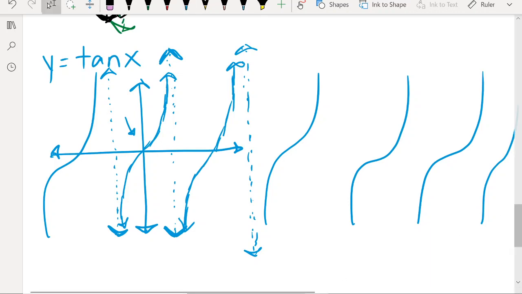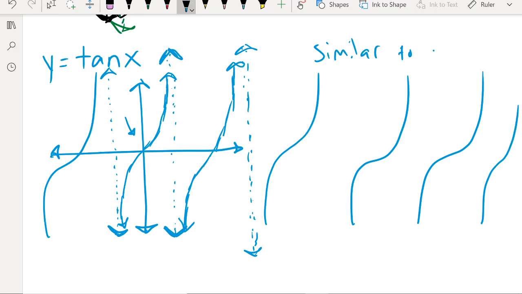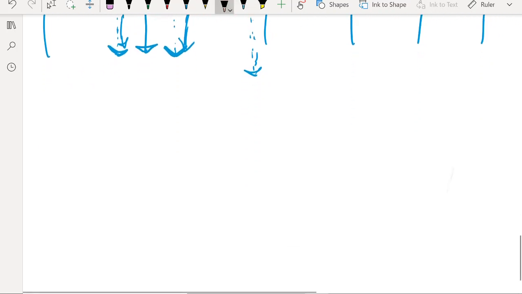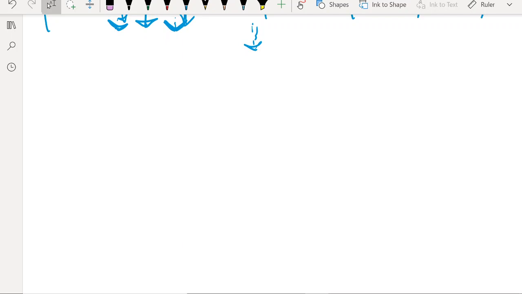Okay, and then of course it's similar to cotangent. Okay, and then last one. So this has to do with the reciprocal of sine and cosine. So cosecant and secant. And actually, you build these off of the sine graph and the cosine graph. So y equals, last one. That was a terrible y. There we go.